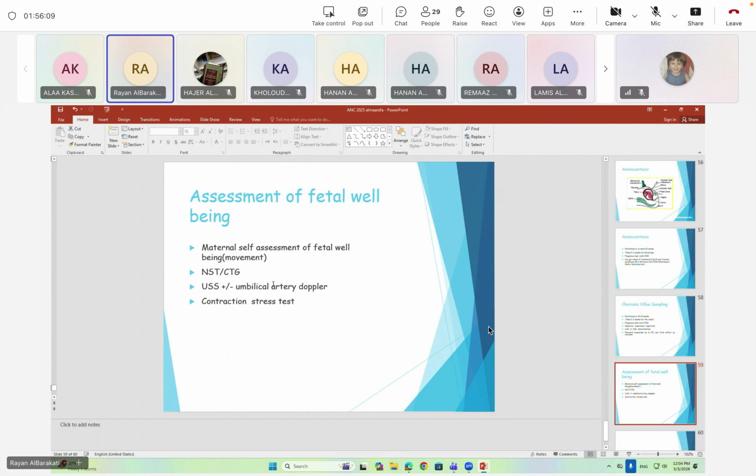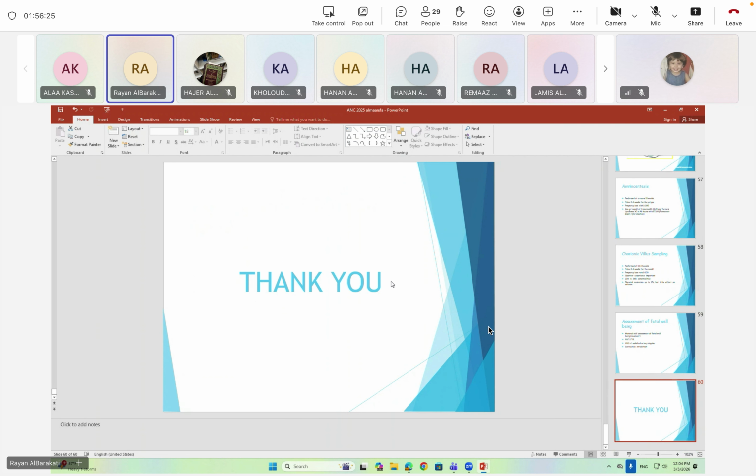Here we are talking about umbilical artery Doppler. Also, we can go for the contraction stress test, where we give a medication to cause contractions, and then we check the heart of the fetus by the NST. Thank you, and by this we came to the end of the first lecture.